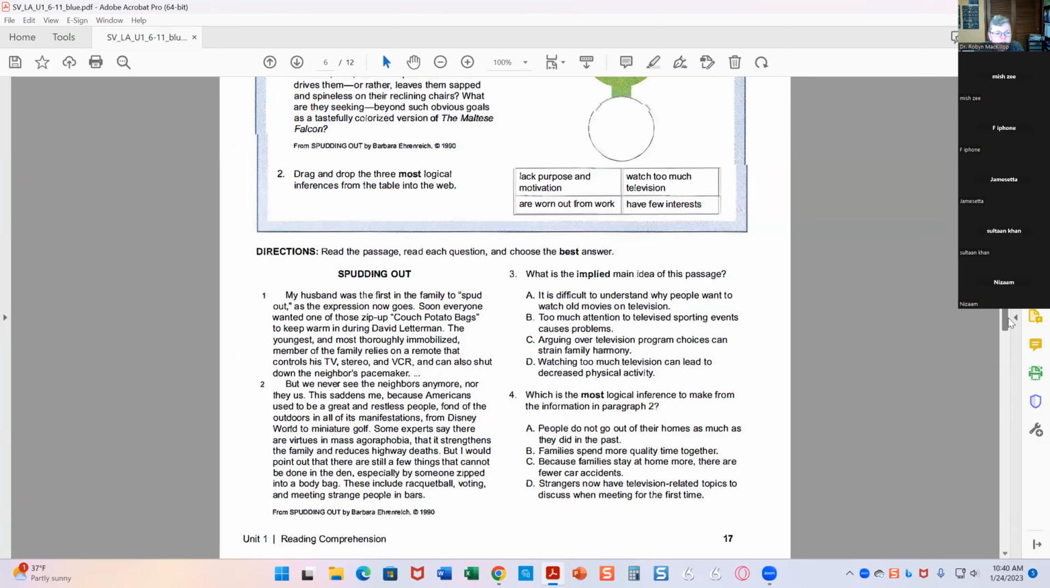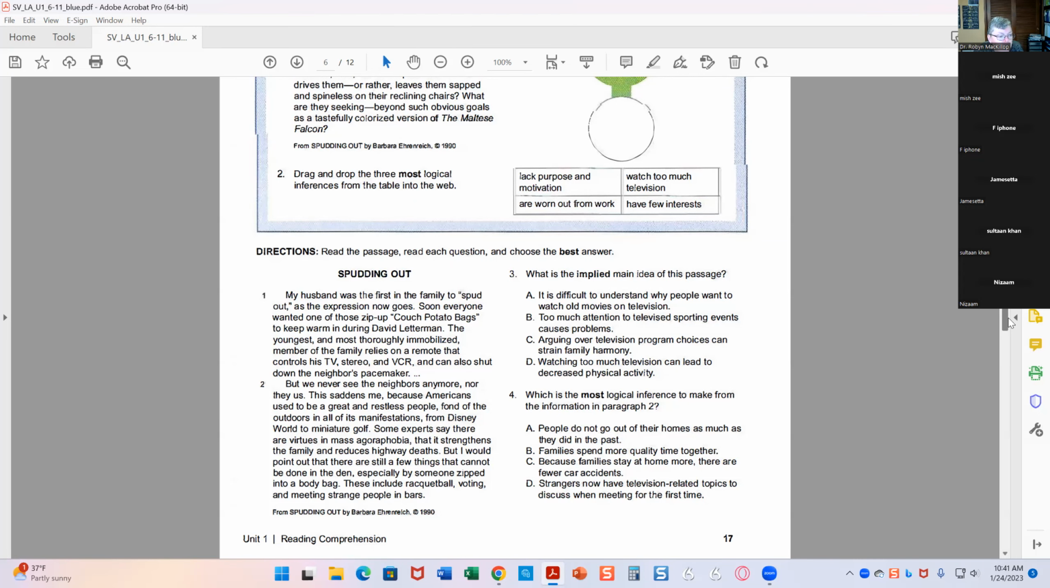What is the most logical inference to make from the information in the second paragraph? People do not go out of their homes as much as they did in the past. Families spend more quality time together. Because families stay at home, there are fewer car accidents. Or strangers now have television-related topics to discuss when meeting for the first time. B. Families spend more quality time together. It has to be, right?